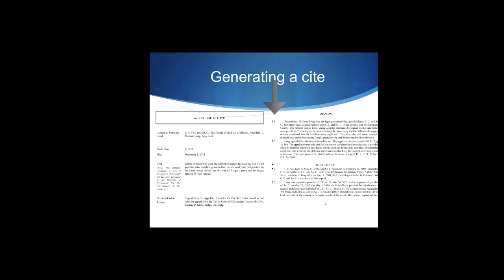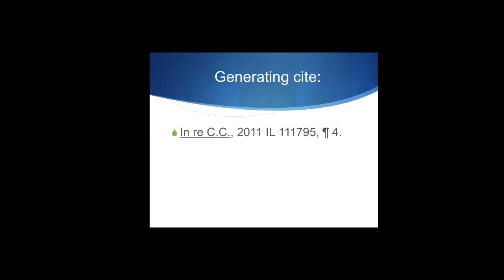So imagine we wanted to cite to some of the background information given in paragraph 4 of this opinion. What would the cite look like? Well, it would be In re C.C., just as we've seen before, underlined or italicized with a comma. We're going to put in our year of decision, 2011, our state, IL, and then the specific case identifier, 111795. I'm going to provide my pinpoint cite by putting in a comma, a space, the paragraph symbol, a space, and the number 4, ending with a period.